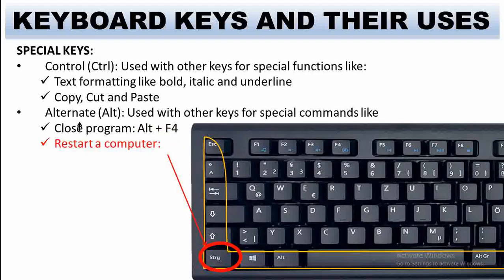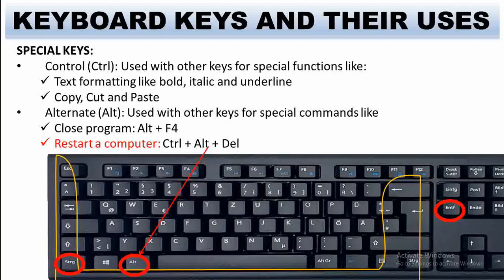We can use it to restart a computer, especially when your system is hanging. You are doing something and the system just hangs and you are having issues. You can use the force restart. It will firstly close the program. How do you do that? You press Control Alt Delete. Control Alt Delete. We use 3 keys.